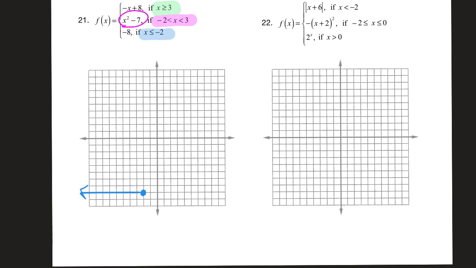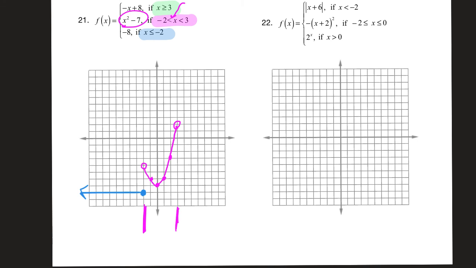1, 2, 3, 4, 5, 6. So I have a point there, over 1, up 1. Over 2, up 1, 2, 3, 4. This one's going to have to be open because of this. And then over 1, 2, 1, 2, 3, 4, 5, 6, 7, 8, 9. Okay, again, open circle. Okay, and again, you can see this happening here between -2 and +3.